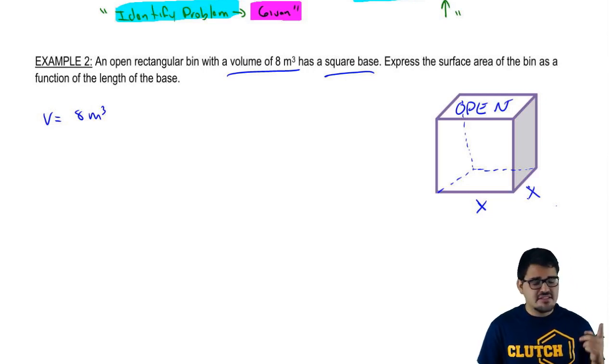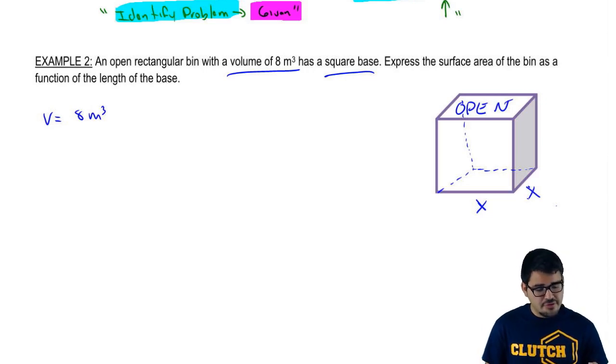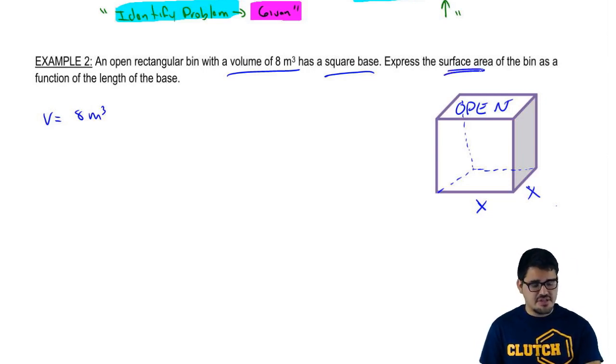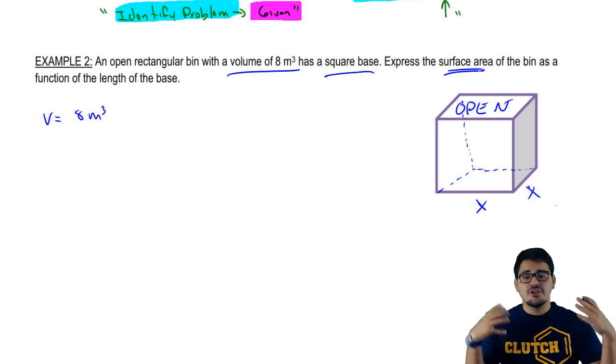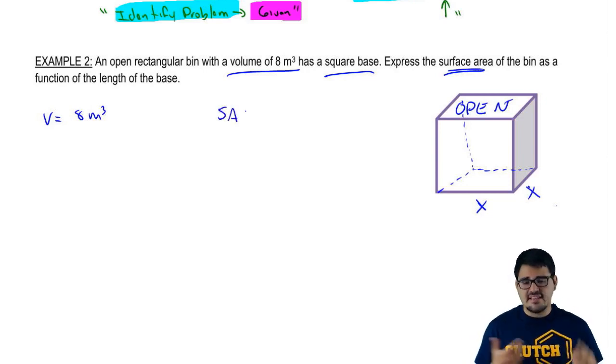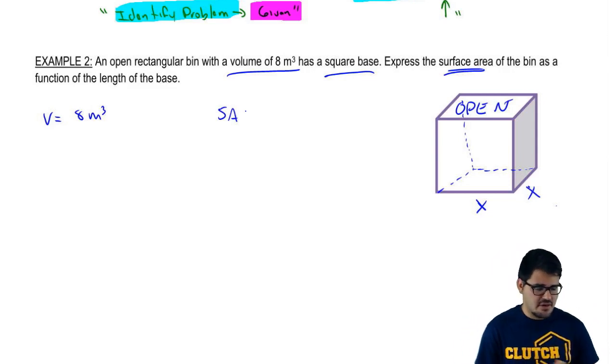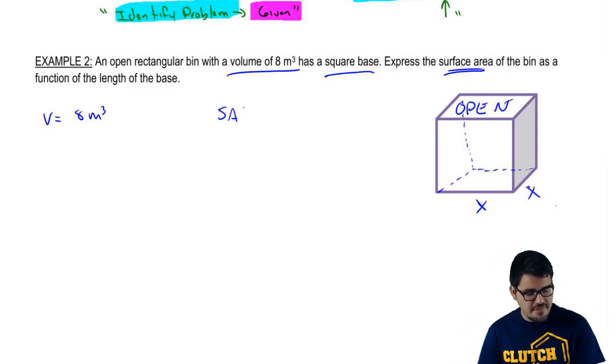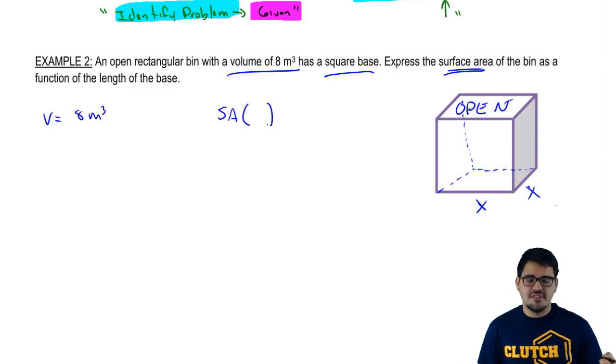So express the surface area of the bin as a function of the length, right? So we need to express the surface area. Since we're expressing surface area, we need to have S or SA. I like SA because it makes more sense to have surface area as a function of the length of the base, right? We said the length of the base was going to be x, and we can still change it for B, whatever is easier for you. So let's just leave it as x. This is what we're looking for, right?